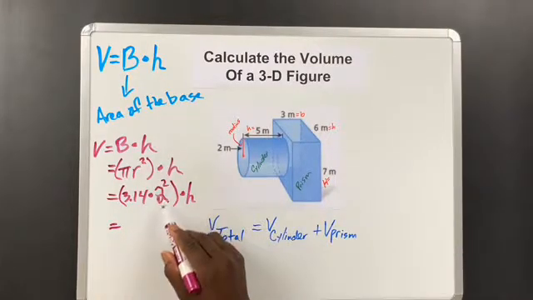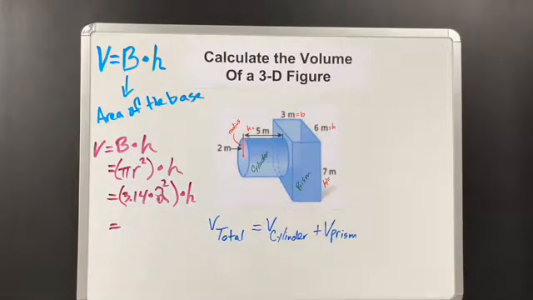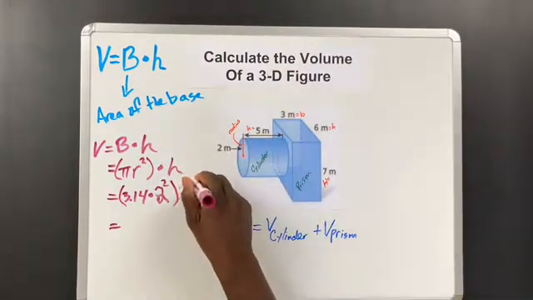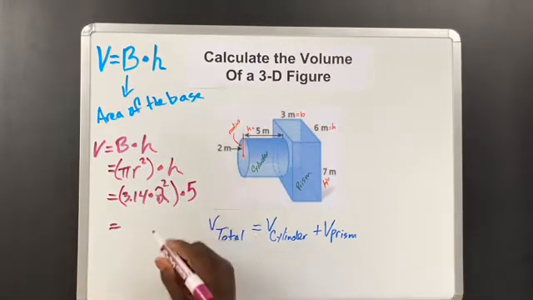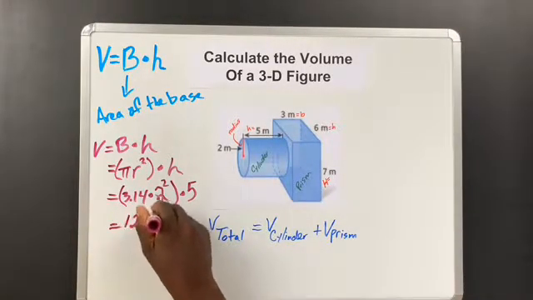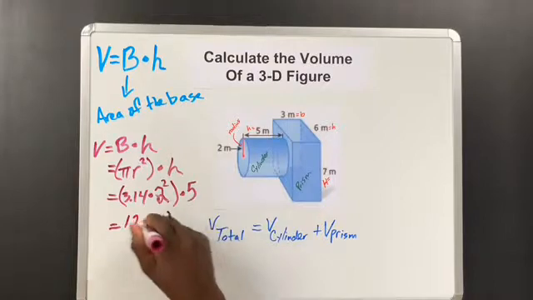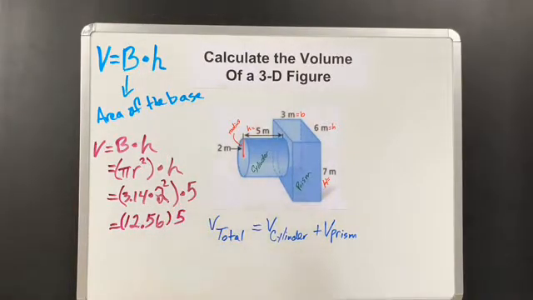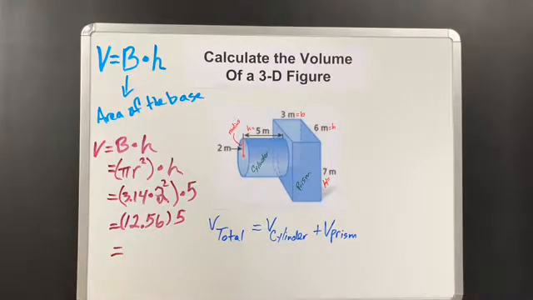3.14 times 2 squared, which is 4, so that's 3.14. And instead of writing h here, I want to write what the height is of that cylinder, which is 5. So 3.14 times 4, which is 2 squared, that's going to give us 12.56. Very good. And that is times 5. 12.56 times 5 is going to give us 62.8.